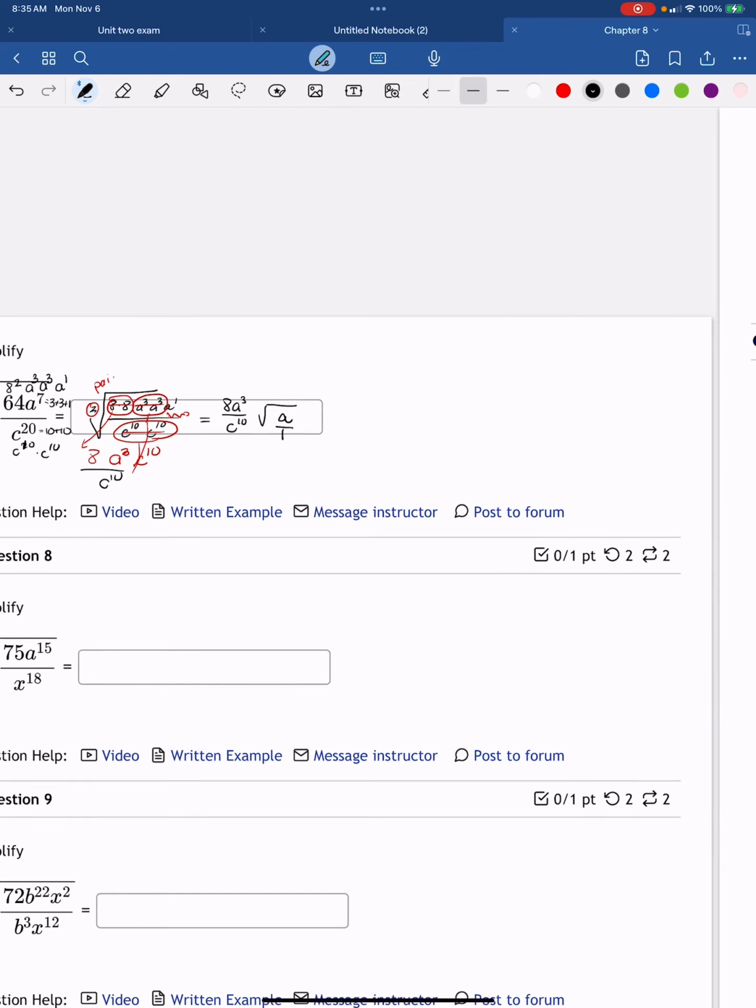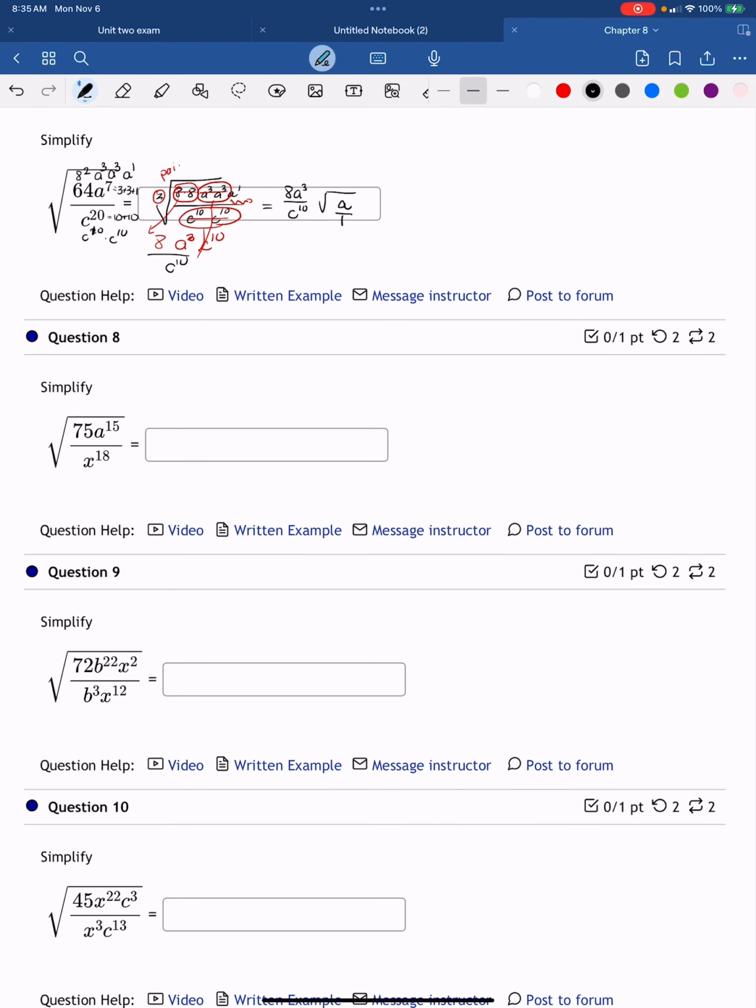If you want it over 1, because there's still a fraction there, you can do that. If you were doing this with powers, 64 is 2 to the 6th power. So you could have gone 2 to the 6th, a to the 7th, c to the 20th, all to the 1/2. And we get 2 to the 6 over 2, a to the 7 over 2, and c to the 20 over 2, distributing the 1/2. This 6 over 2 happens to be 3, 20 over 2 happens to be 10.